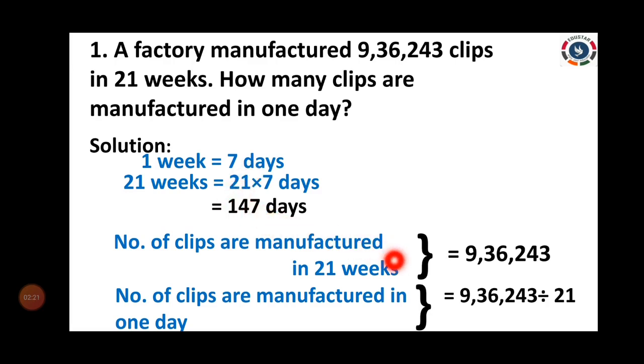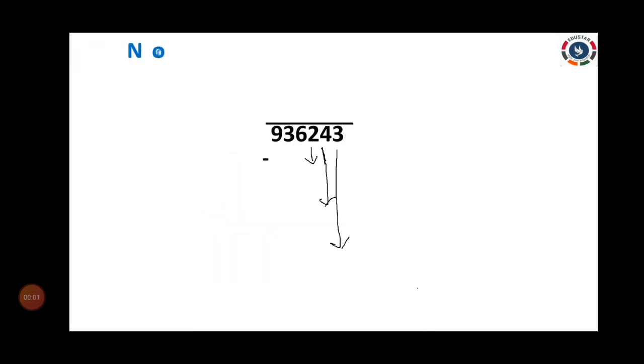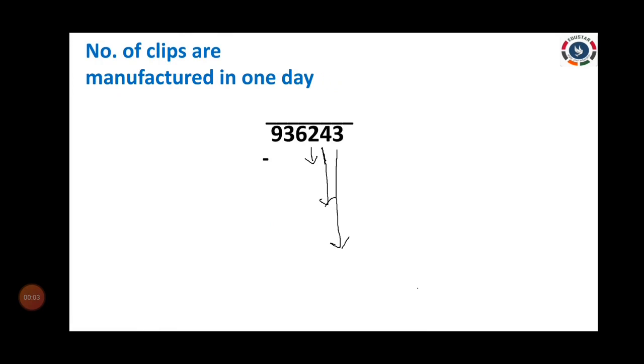Instead of 21 weeks we want to write 147 days. The number of clips manufactured in one day is equal to 9,36,243 divided by 147, that is days. So number of clips divided by number of days, that we want to divide the two values. The first value is the dividend, the second value after the division symbol, 147, is the divisor.